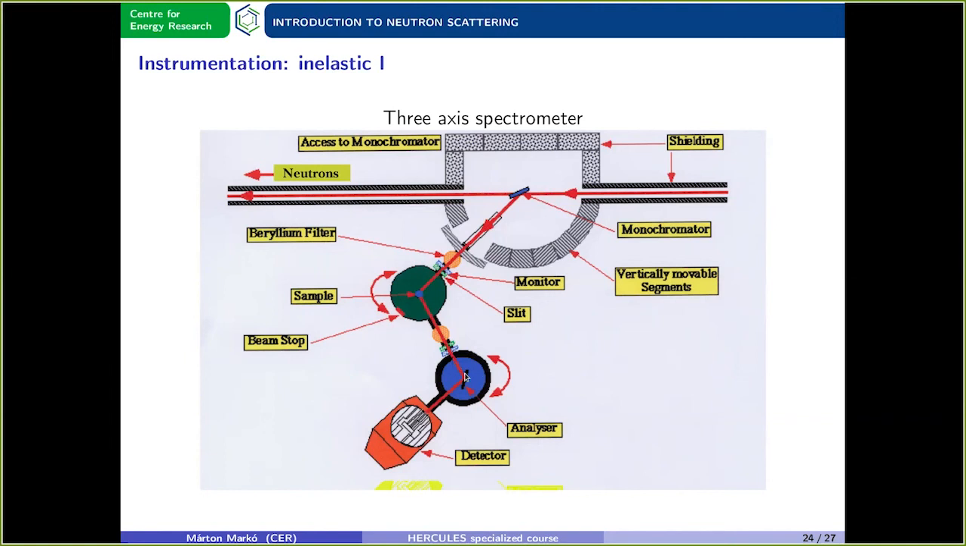There are some possibilities to do this. The first one is the triple axis spectrometer, or three axis spectrometer, where the neutron beam is monochromatized by a single crystal, and the scattered beam is monochromatized by another single crystal. And this is the instrument of Bertram Brockhouse. Not exactly this one, but the base of inelastic scattering, the base of the triple axis spectrometer, was written down by Bertram Brockhouse, and that's why he got his Nobel Prize.